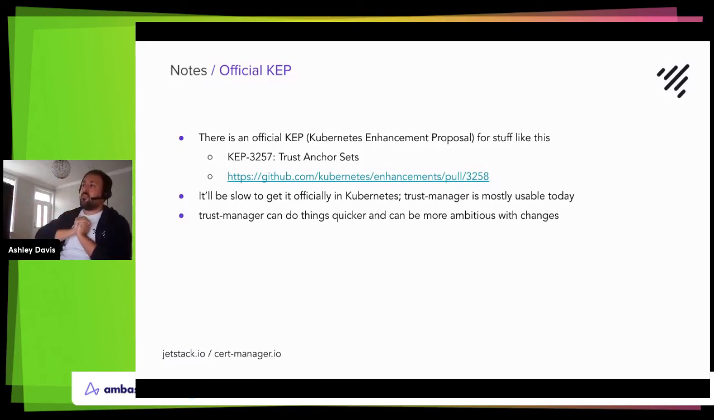I think Trust Manager being usable today is a huge advantage for setting the tone for this and finding out what works and what doesn't, and seeing what problems this solves for people. But also we can just be more ambitious with changes, right? We're not going to break backwards compatibility just because we can, but we can change things easier. If we want to add an optional third-party dependency, that's totally possible for us to do.